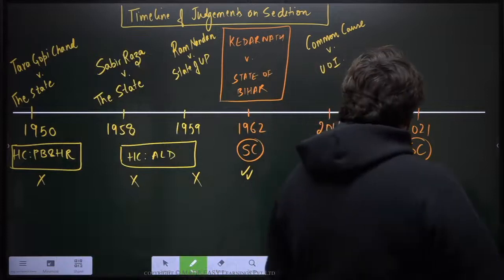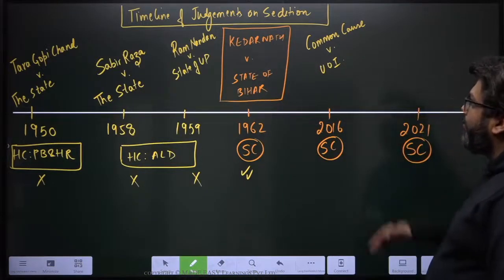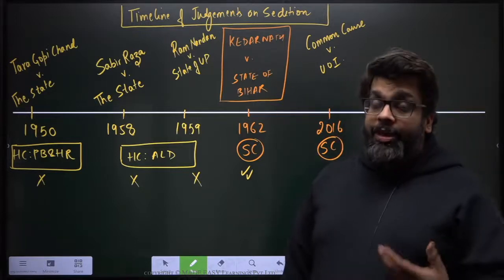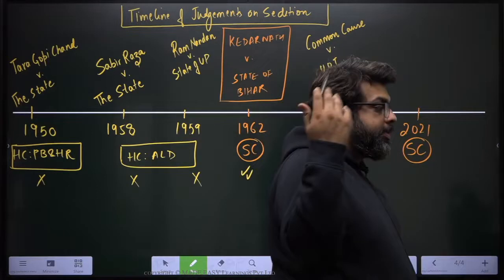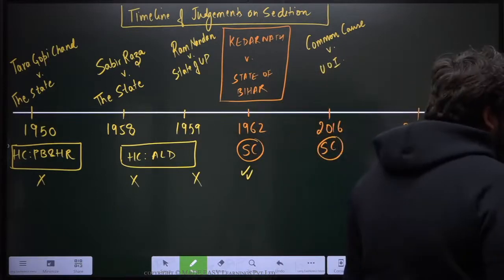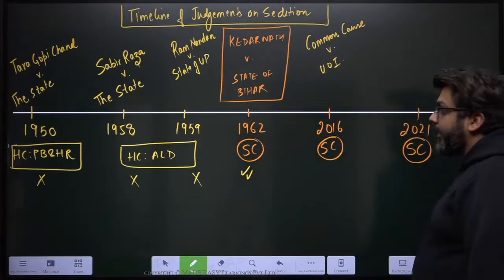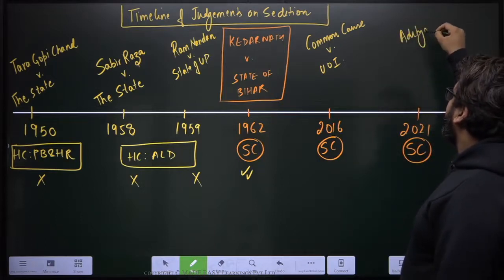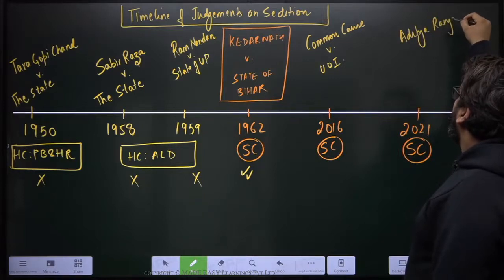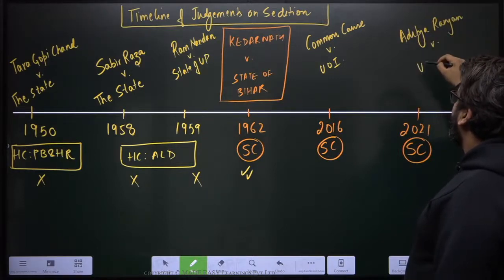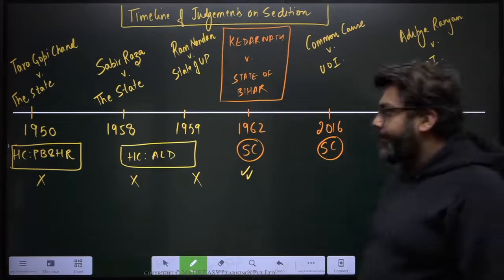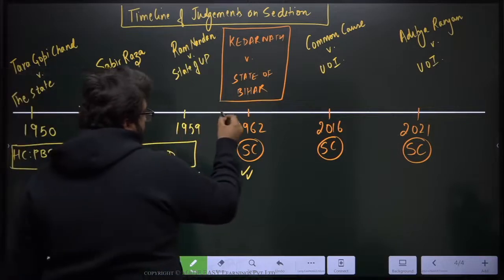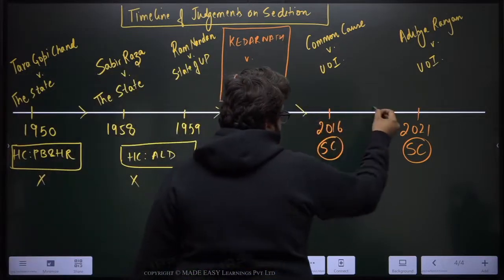Common Cause is an NGO. We'll keep coming to them because they have filed multiple petitions, for example, challenging the constitutionality of 35A. They are also responsible for filing a petition which involves euthanasia and so on and so forth. And then this is Aditya Ranjan versus Union of India. Okay, Aditya Ranjan versus Union of India.